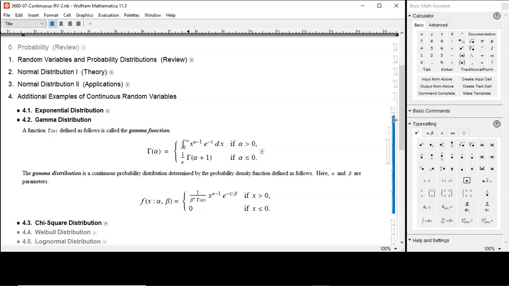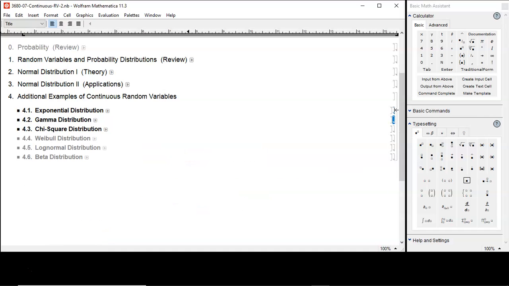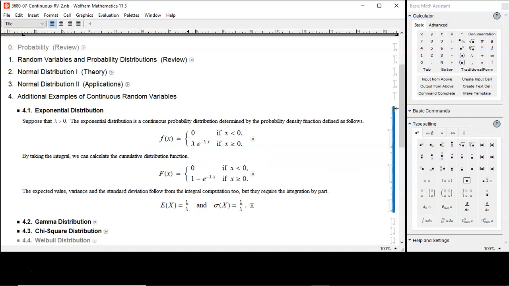But then again, the gamma function requires the exponential function. So that's where we're going to begin: the exponential distribution. And here's the definition. Let lambda be a positive real number, and we define the exponential distribution as a continuous probability distribution given by this PDF, probability density function.